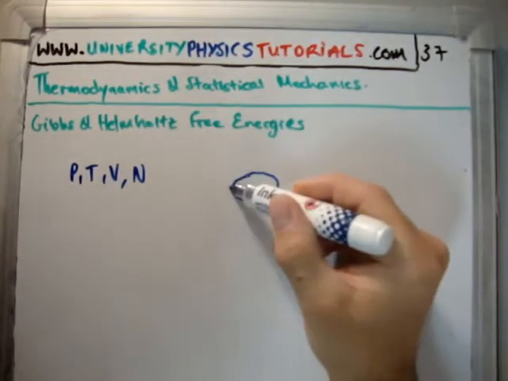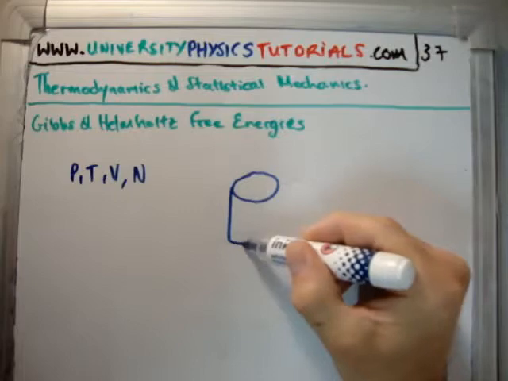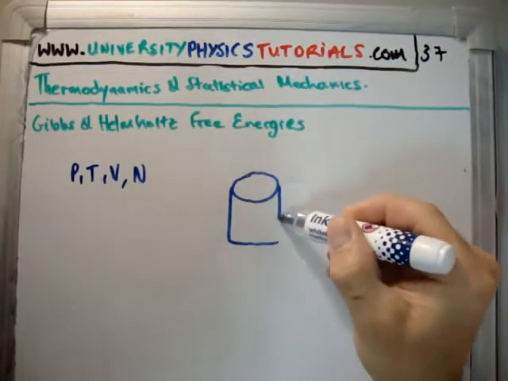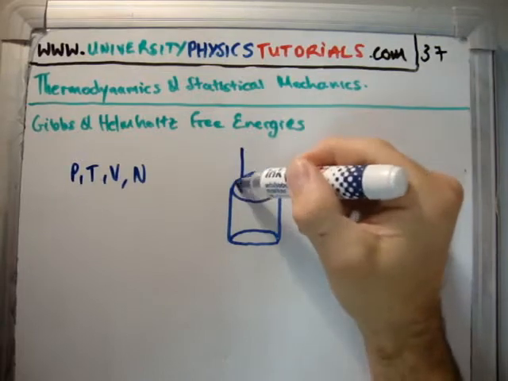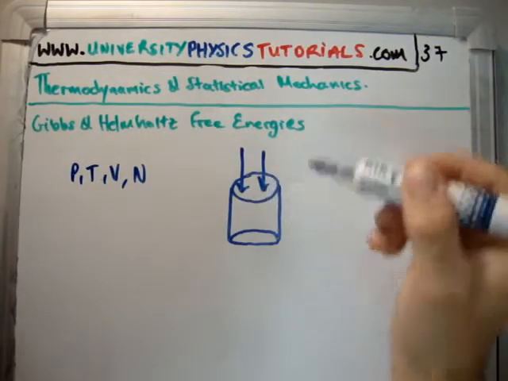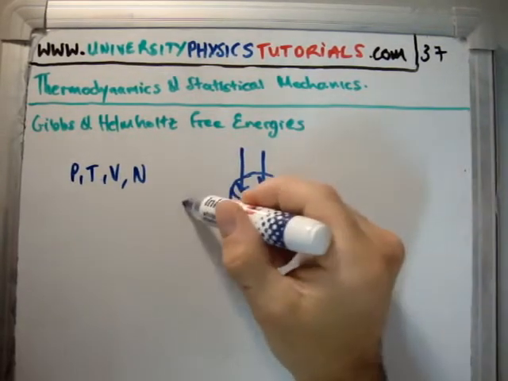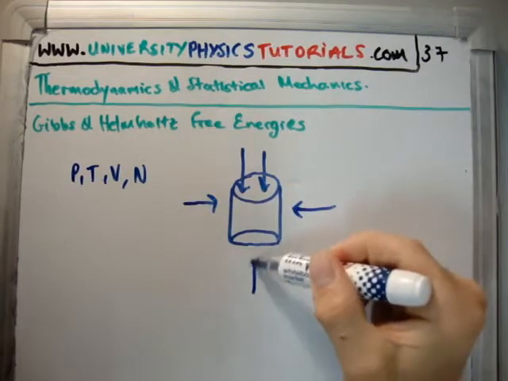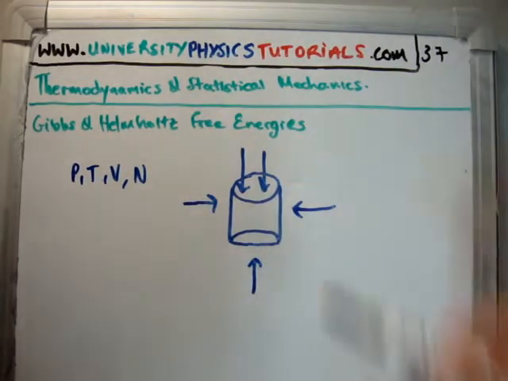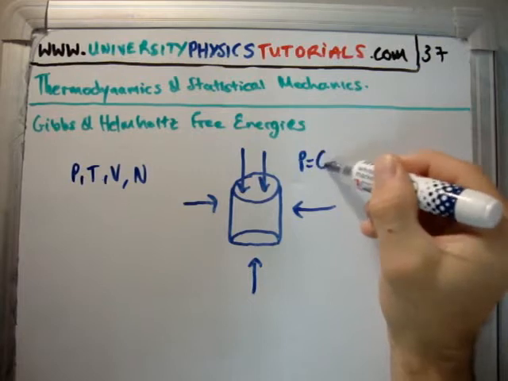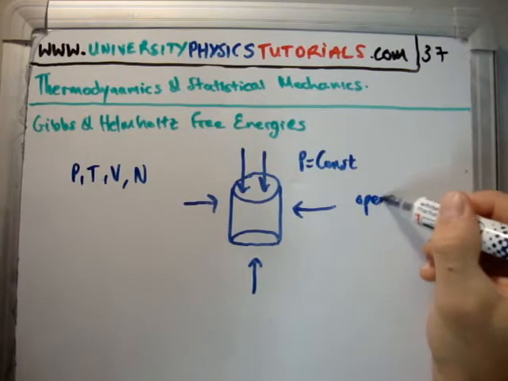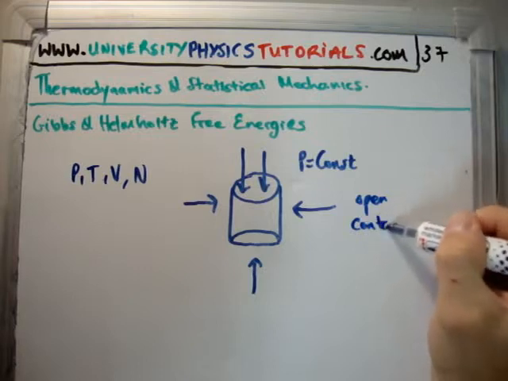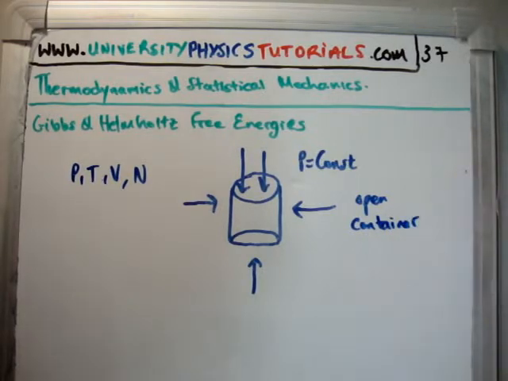So think about an open container, for example. Let's say you go into your chemistry lab and you have an open container. Now, atmospheric pressure is here, it's here, it's here, and it's here. So, the pressure of your system is constant. Okay, this is when it's an open container. So when you do something, it's going to be at a constant pressure.